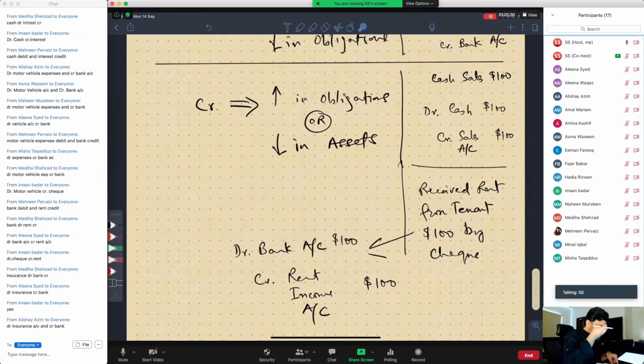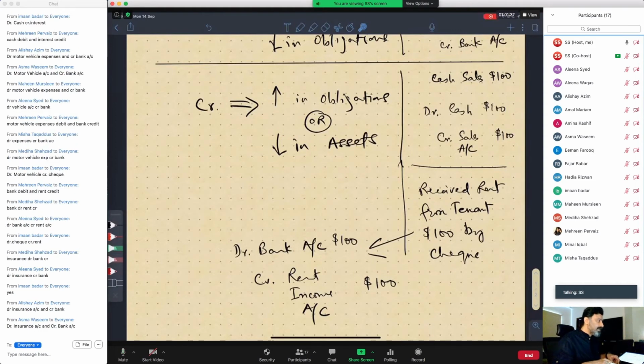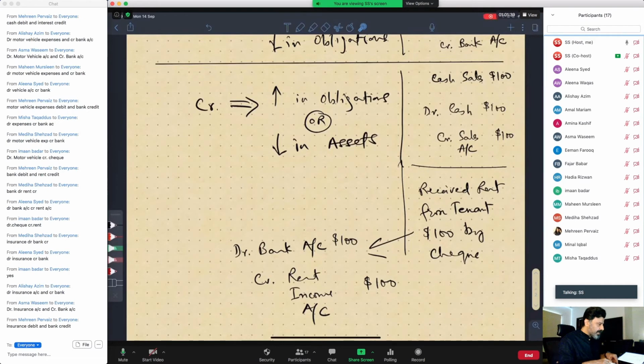Okay, good, very good. Yeah, the next transaction, we can see the correct answer already flowing in your chat box. Insurance account is going to be debited and bank account is going to be credited. Why are we crediting the bank account? Because bank asset is decreasing. Why are we debiting insurance account? Insurance account is insurance account. आपकी obligation towards the insurance provider is decreasing. That's why you debit the insurance account.